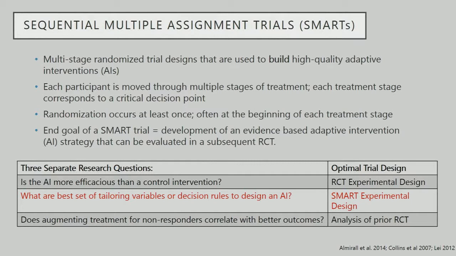So where the SMART trial comes in is in determining what the best type of adaptive treatment strategy is. As opposed to the standard question of does the intervention work or not work, that we would test in an RCT, what we're testing in a SMART trial is what are the best series of tailoring variables or decision rules to design an adaptive intervention that then we can test in a fully randomized controlled trial. So the end goal is different than your standard RCT.